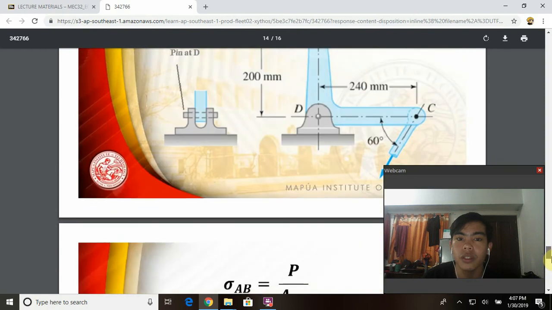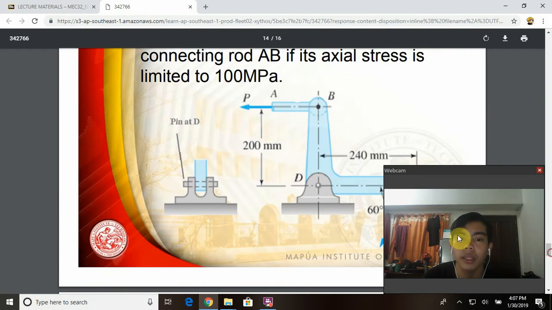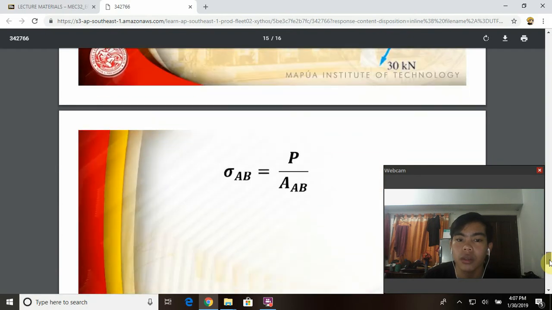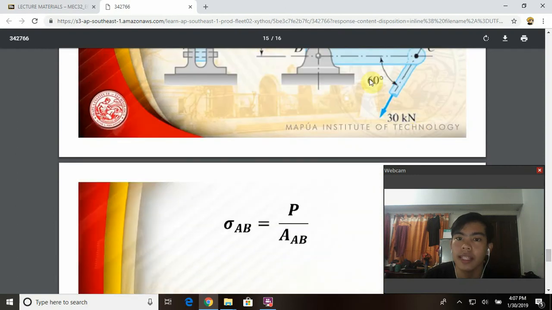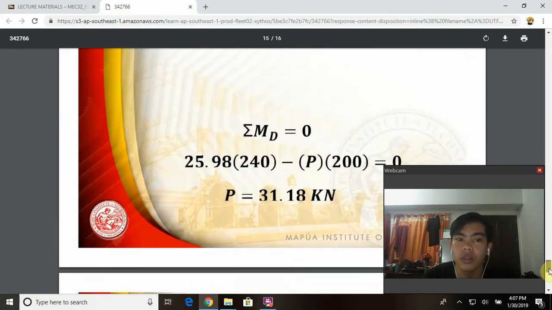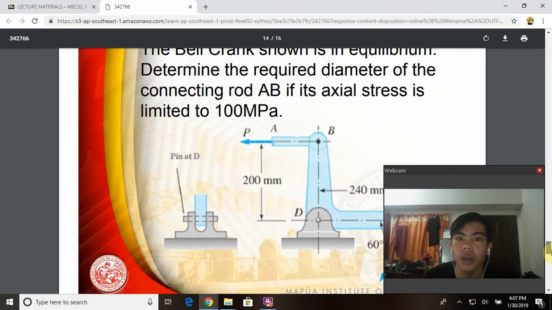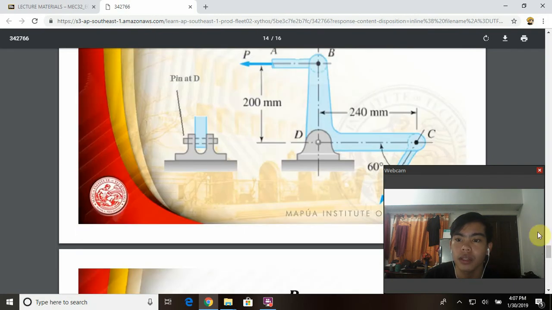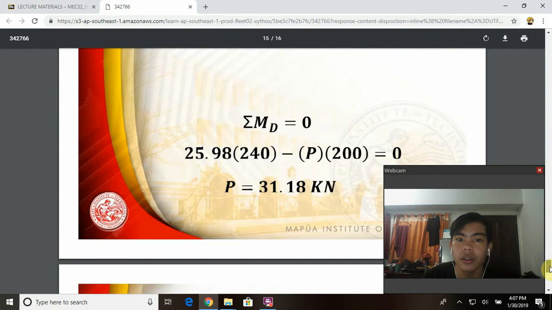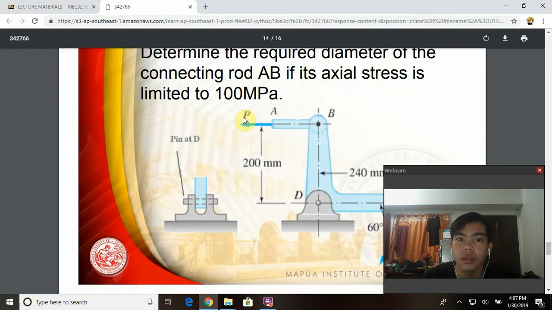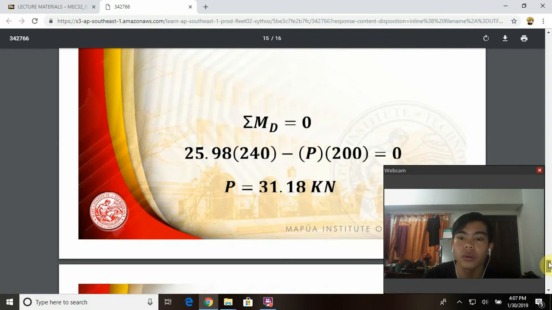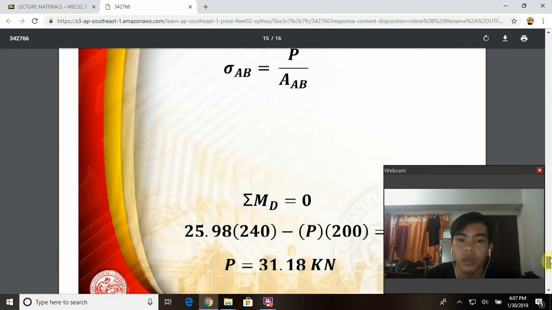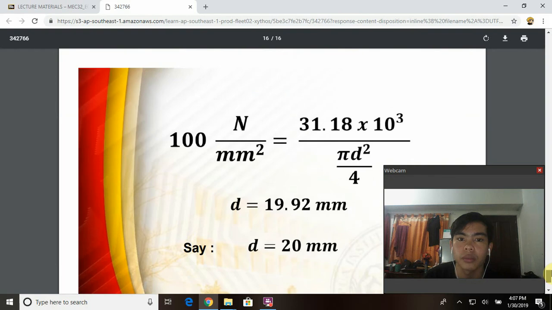First we need to get the moment at D, which is equal to 30 kilonewtons sine 60 degrees, which equals 25.98, times 240 mm. This is the distance, 240 mm. Minus P, this one, times 200 mm, which is the distance, is equal to 0. So we will get P, which is 31.18 kilonewtons.